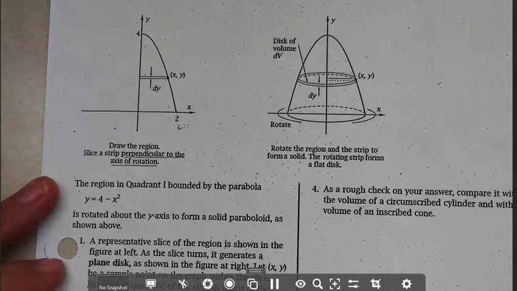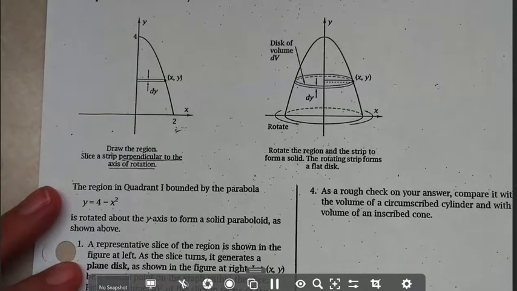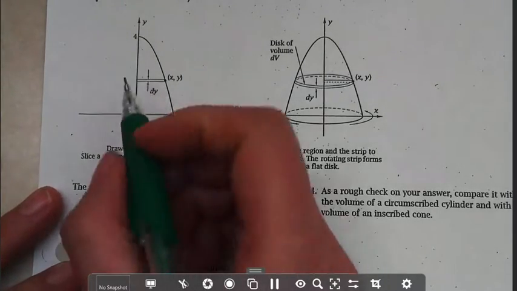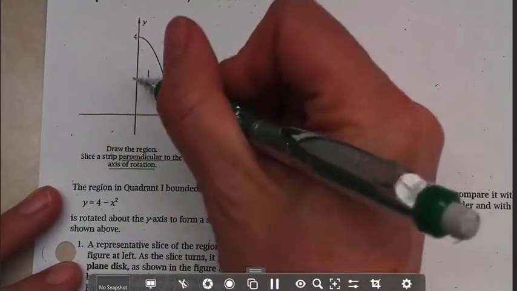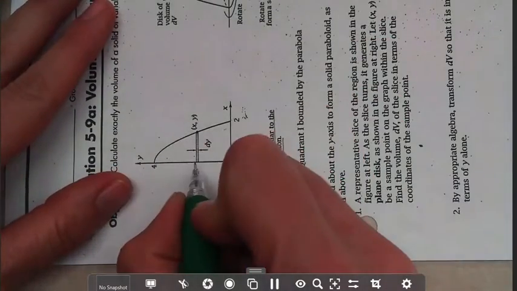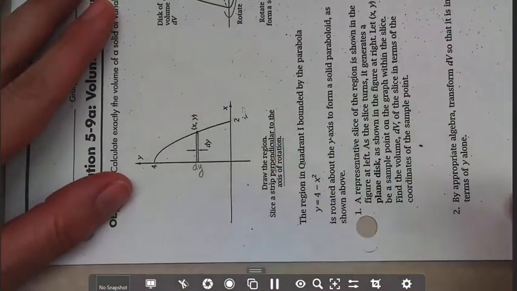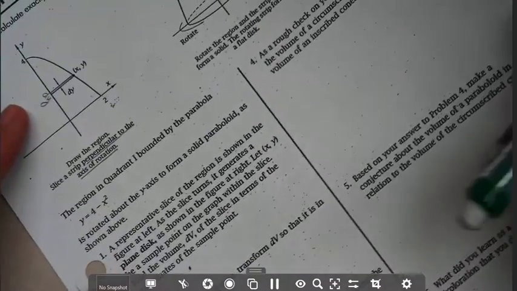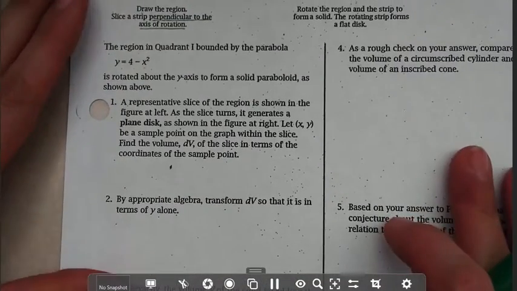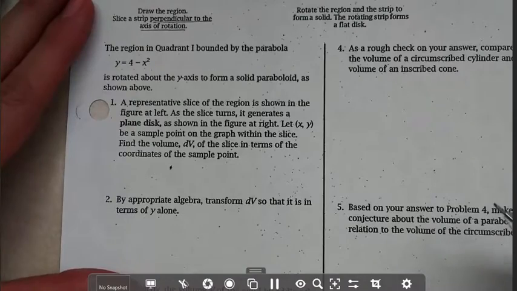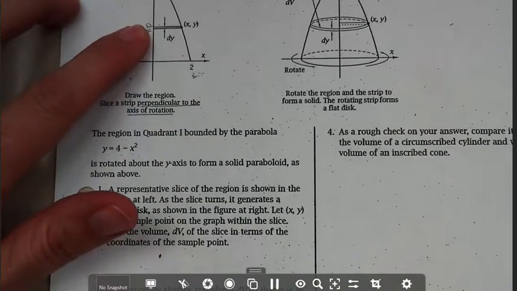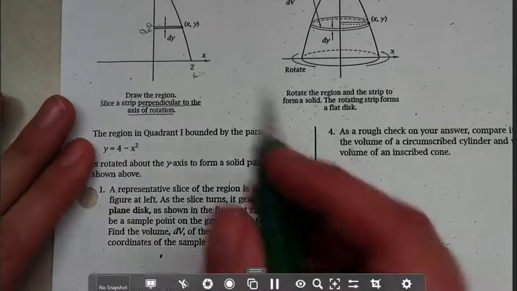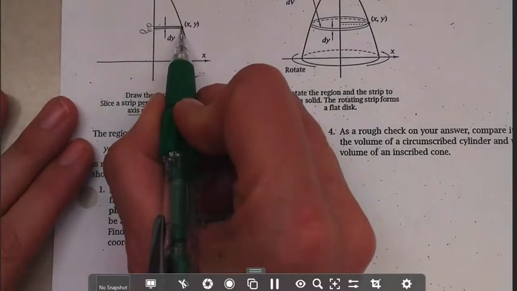Now, before I even go any further, what I can see here is that the width of my strip is along the y-axis, which means that my width then, and I like to turn it sideways, is dy. So when I'm all done creating my integral, I'm going to end up multiplying by my width, which is dy. And I'm going to multiply that by some x.